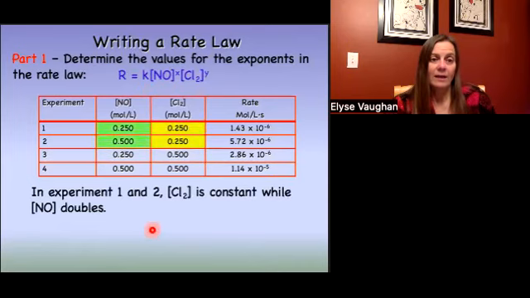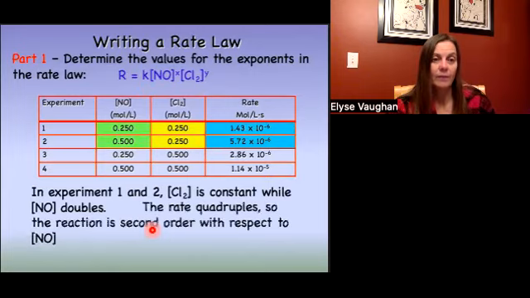So as I said, in experiment 1 and 2, the concentration of chlorine is constant while the concentration of nitrogen monoxide doubles. So this doubles from 0.25 to 0.5. At the same time, this number, our rate, quadruples. This rate, 5.72 times 10 to the negative 6th, is 4 times the concentration here.